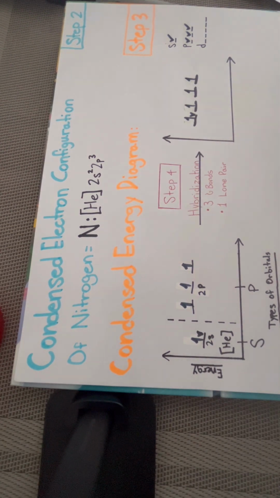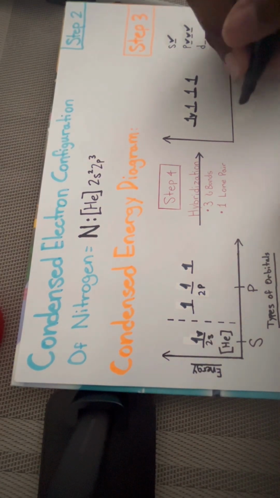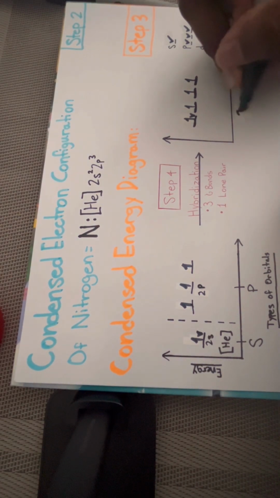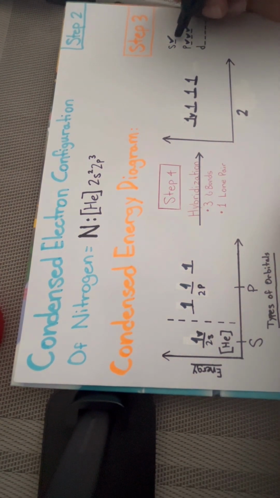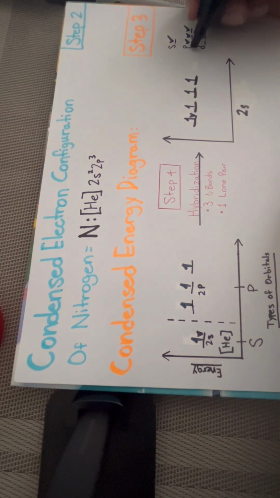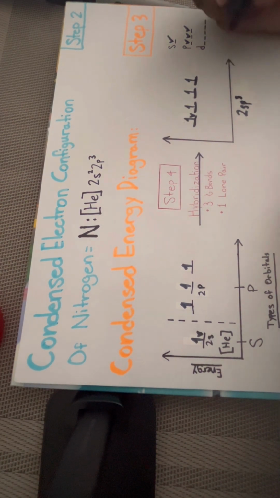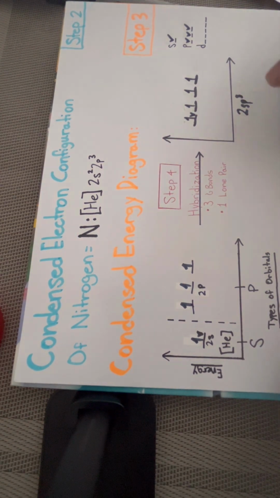Now we're ready to write the hybridized configuration. So using our Sharpie, we will start with the number 2. It'll be 2s. We have 1, so it'll just be s, p, and then 3. We have 3 p's, 3 check marks. So it'll be 2s, p, 3. And there you have it. That is the hybridized orbital or hybridized electron configuration of nitrogen.